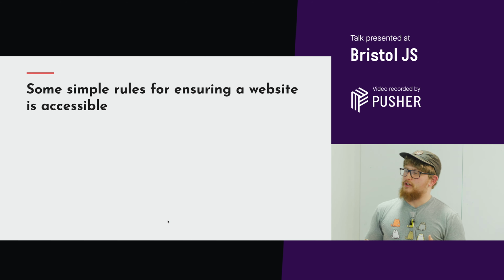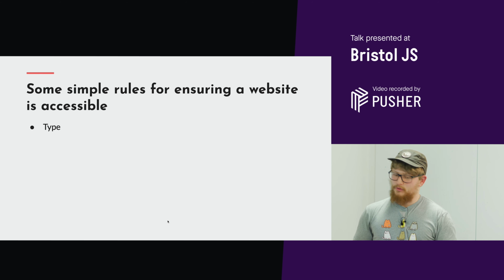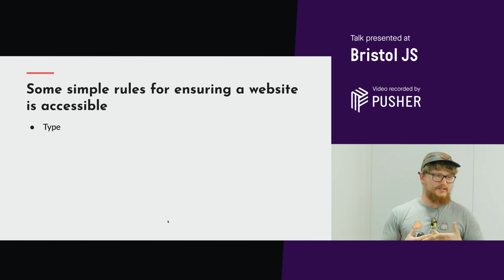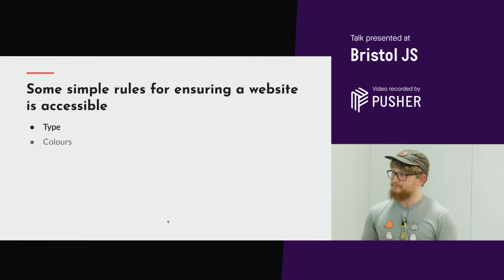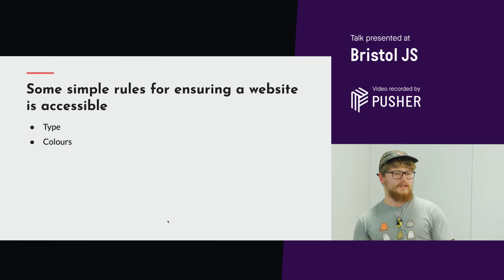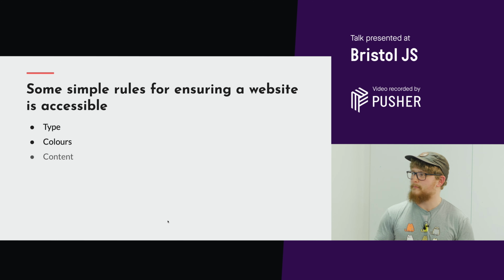So here's some simple things you can do to ensure that your website's accessible. When it comes to type, make sure you're using a sensible font size, don't go too small or super big, and make sure the spacing between your lines is logical. When it comes to colours, make sure that your text is easy to read. Content is often really overlooked.